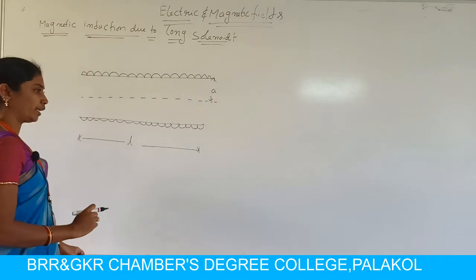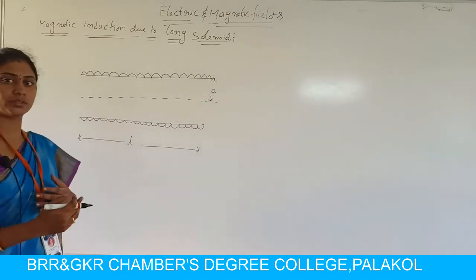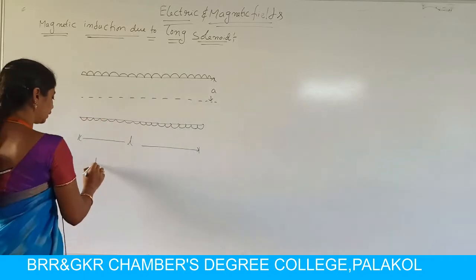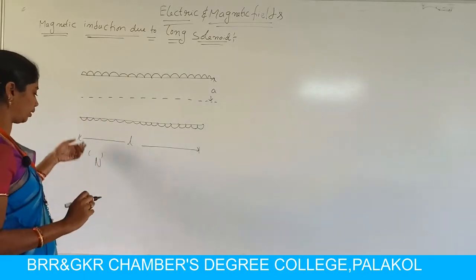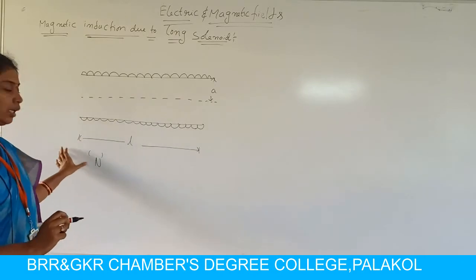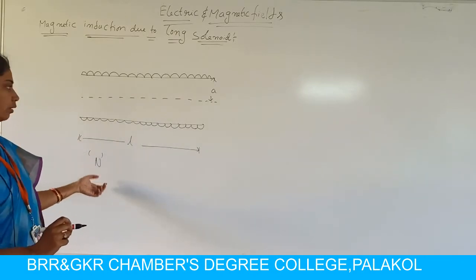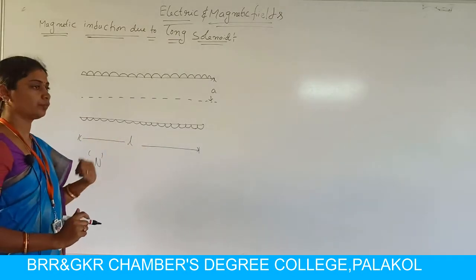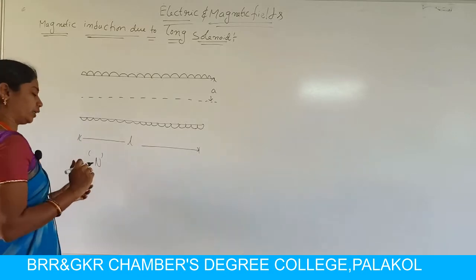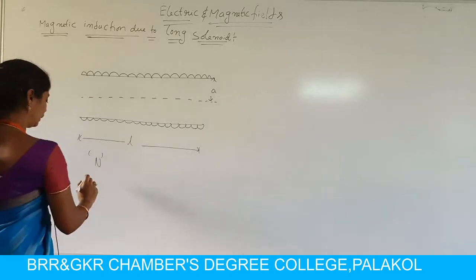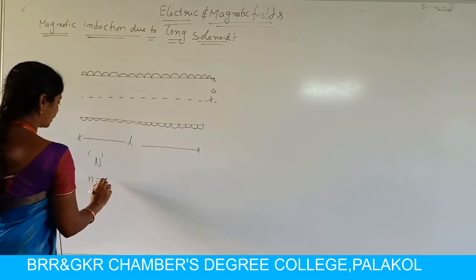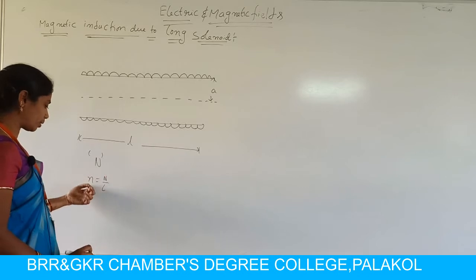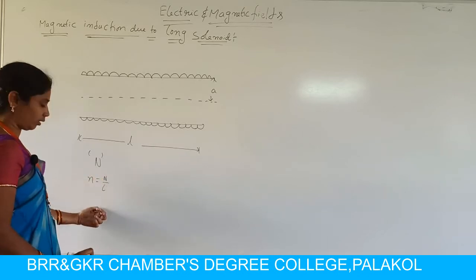In this solenoid, a number of turns are wound tightly, closely. So there are N turns in this solenoid. The number of turns is considered as N, the radius is considered as small a, and the length is considered as L. So we want the number of turns per meter length, then we write small n is equal to N by L.